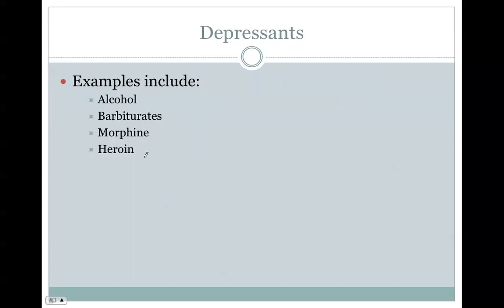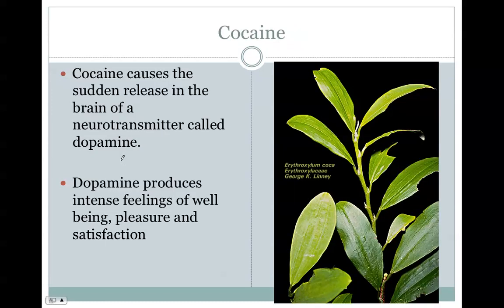Here's some examples. You're familiar with some of these. Alcohol you're familiar with. Morphine you're probably familiar with if you've been in a hospital and you've had any sort of severe injury. They're going to give you morphine to kill pain and sort of slow down the body's functions. And we'll talk more about heroin in class and such, but morphine and heroin are closely related.